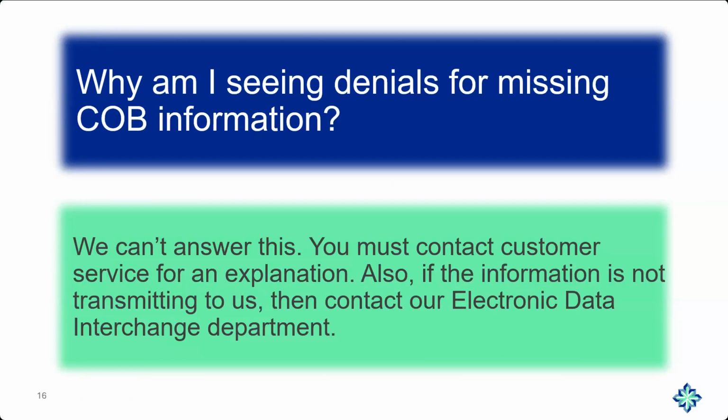It could also be something where you're putting all the information there according to you and according to your system, but for some reason it's not transmitting on those loops and segments that I showed you earlier. Then you would want to contact our electronic data interchange department, EDI. They'll tell you what's going on, what they see, what they don't see if something isn't coming through to them. I do recommend using our Contact Us page on our website to help you with that, and that's available at the top of the website.